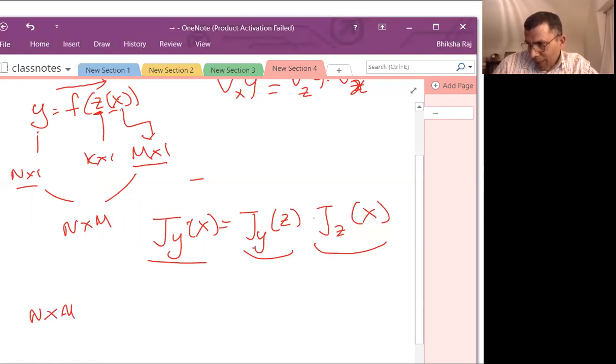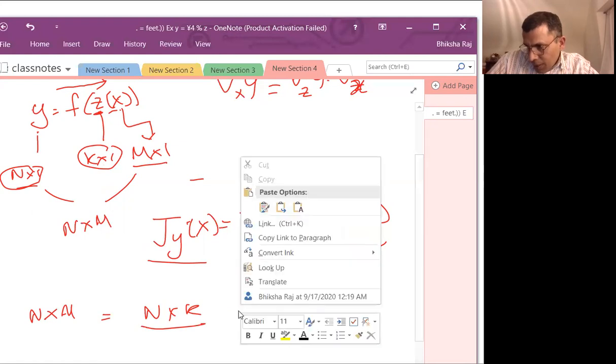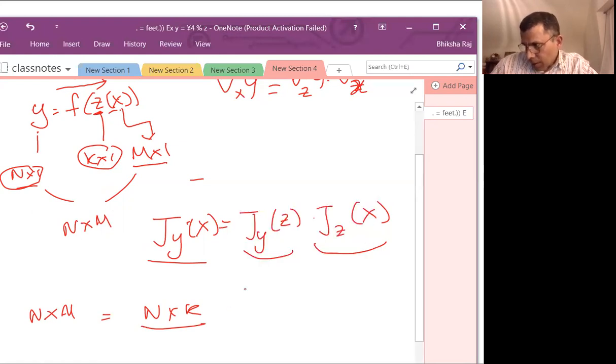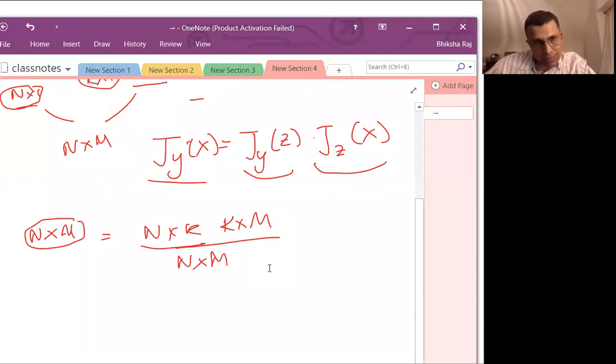Now the derivative of y with respect to z, which is n cross k, is going to be n cross k. And the derivative of z, which is k cross m, a k component vector, with respect to x, which is an m component vector, is going to be k times m. So this entire operation is going to give you n times m, which is indeed what you want. So you can see that the size is split, but you can also verify this mathematically.